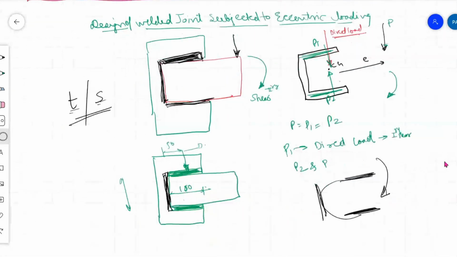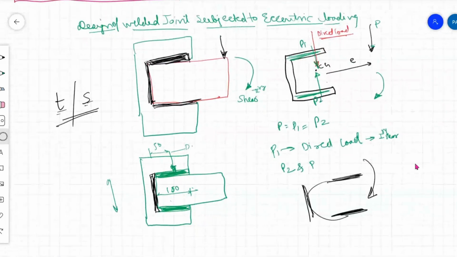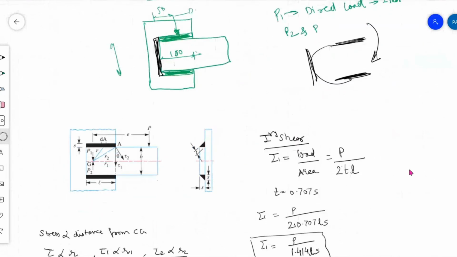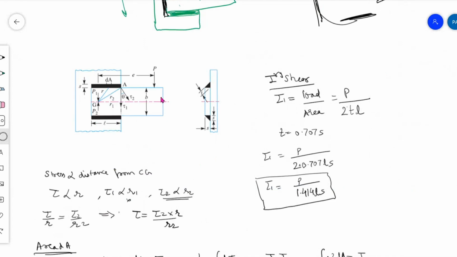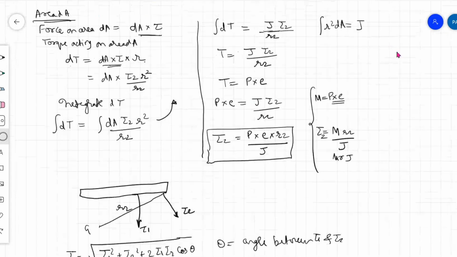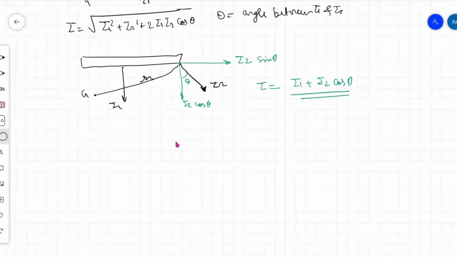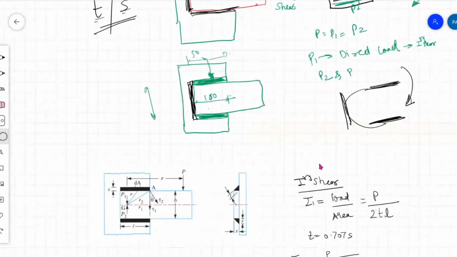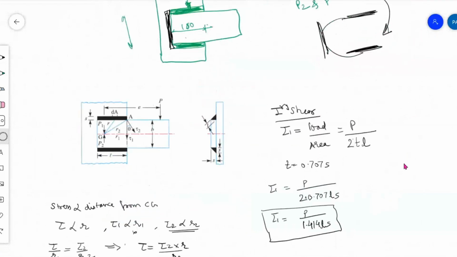And then we had seen this design of joint subject to eccentric loading, this type of cases, and how to solve this type of sum. First we have to find primary shear stress, then we have to find secondary shear stress, and then we have to add primary and secondary shear stress, and then finally we have to find what size of the weld.